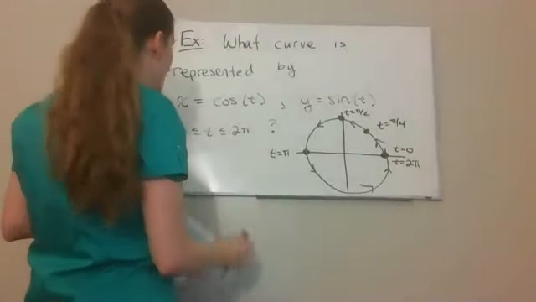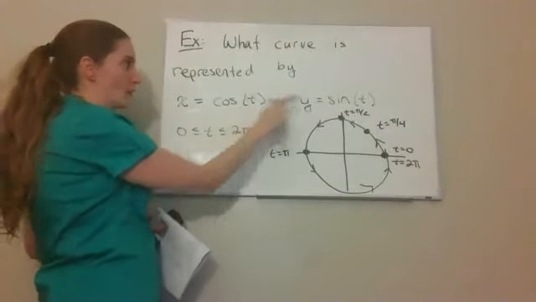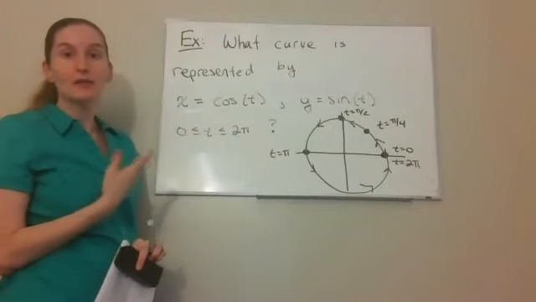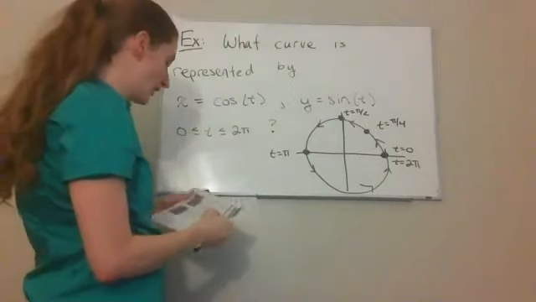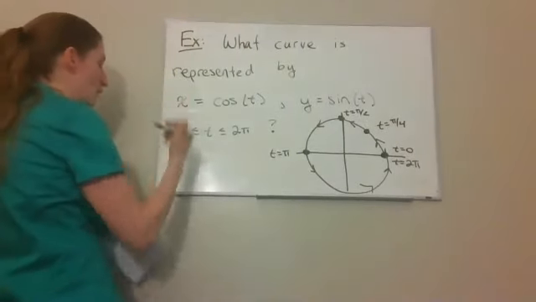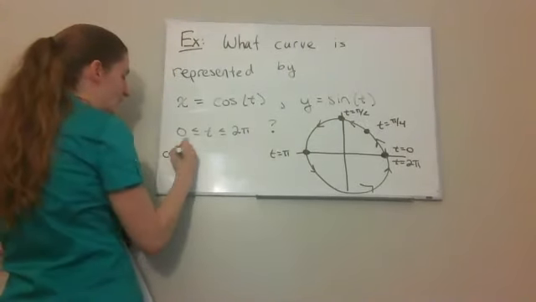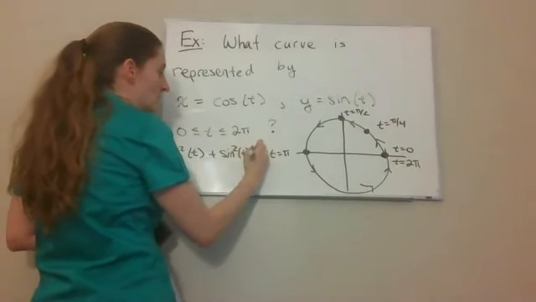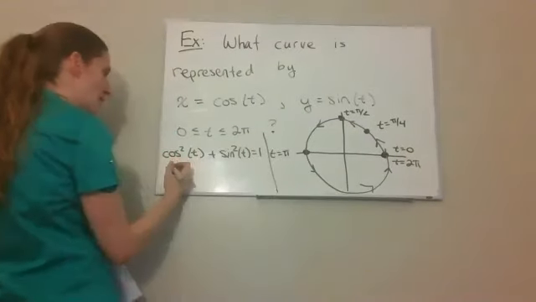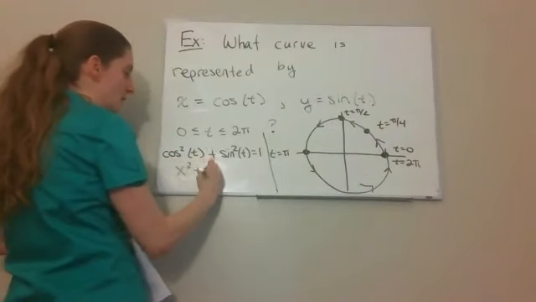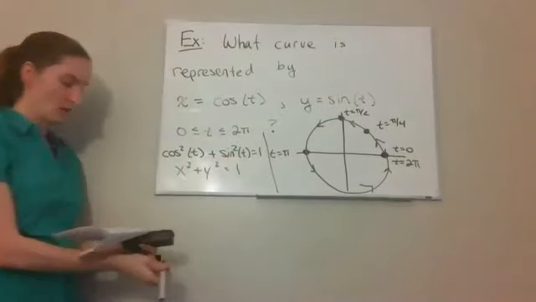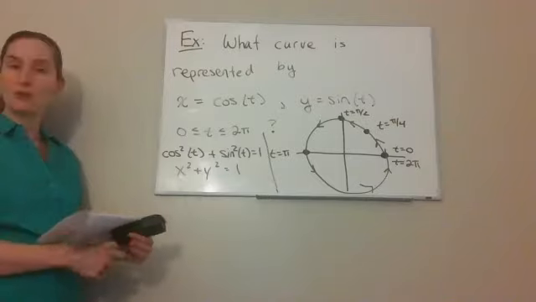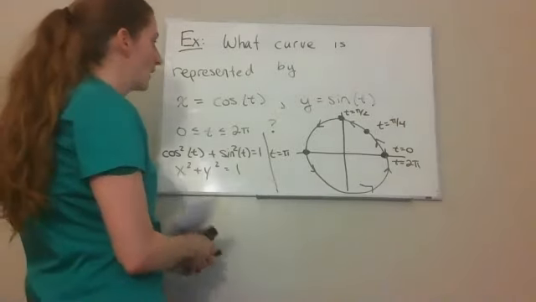I should also point out that we know cosine squared plus sine squared is equal to 1. So this also tells us that x squared plus y squared is equal to 1. And that just happens to be the equation of the unit circle, which is exactly what we got when we plotted this anyway. So it shouldn't be a very big surprise that this is a unit circle. We go around exactly once in the counterclockwise direction.